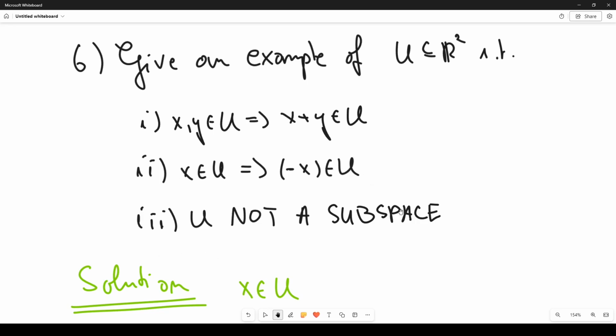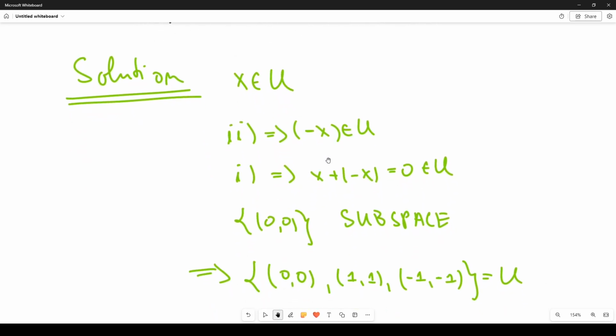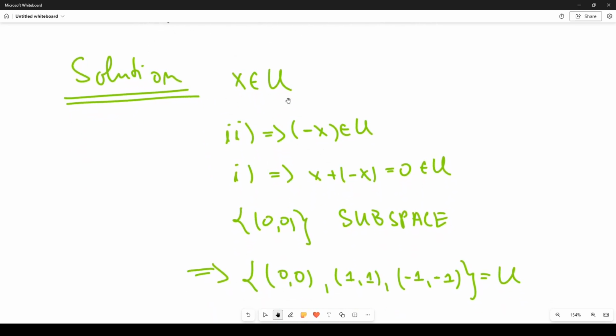And finally, U should not be a subspace. So we have to provide an example of a subset that satisfies all these conditions. So let's figure out what subset to provide.